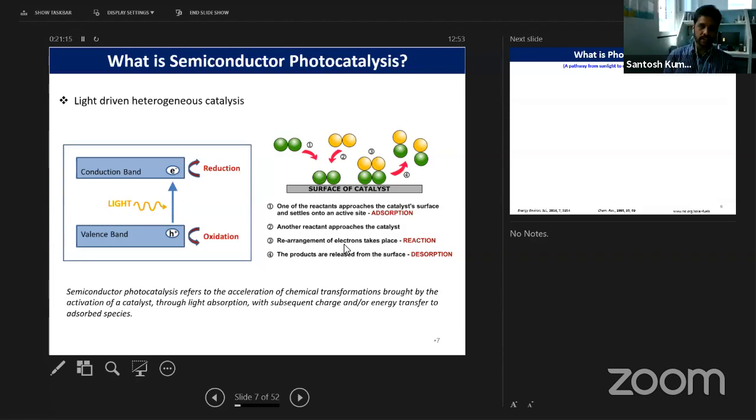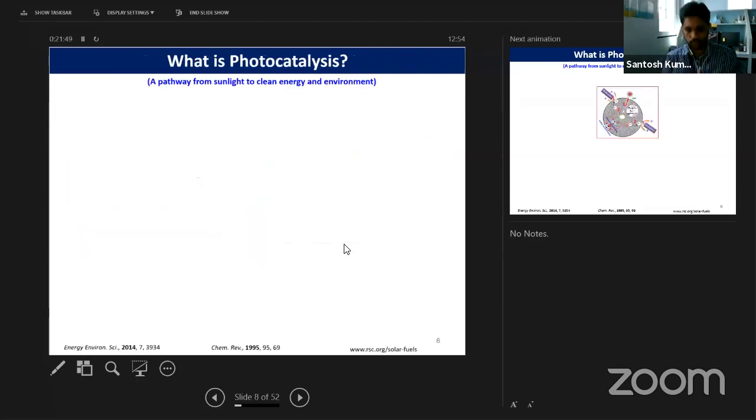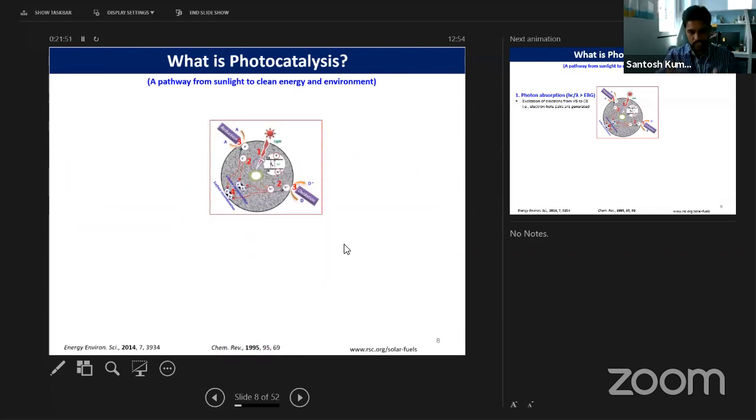What light does here is, when you irradiate a so-called photocatalyst, the semiconductor, with light energy which is equal to its band gap energy or higher than its band gap energy, it generates the electron and hole. Let's say the bottom one is the valence band, and the top one is the conduction band. So when you irradiate with light, the electron from the valence band jumps to the conduction band, and you have an electron hole separated. If you want to look at it in detail, let me go to the next slide. I will explain in detail stepwise.